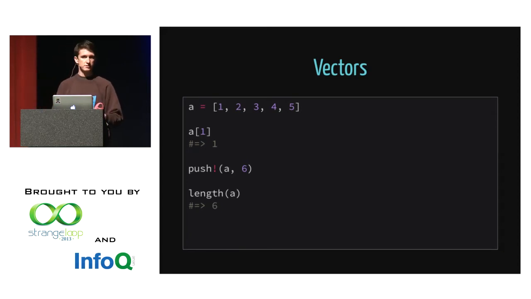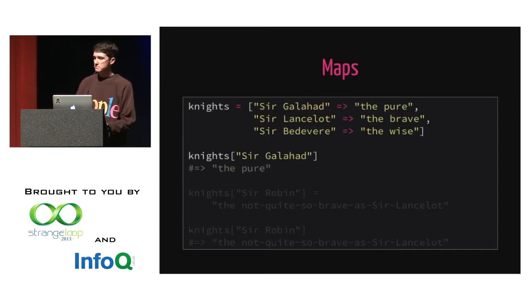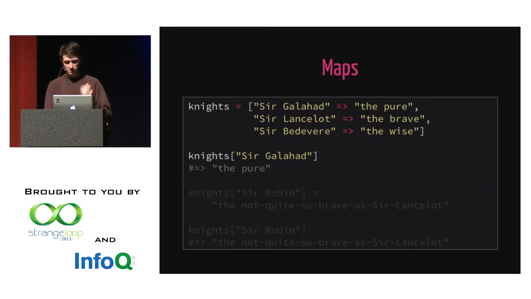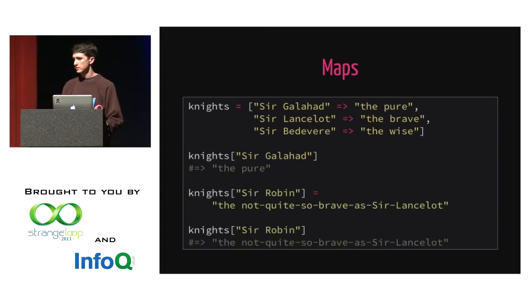So these are just arrays or lists like you'd see in any regular kind of imperative language. Julia also supports maps, which it calls dicts. And you can create them as you might expect. You can add new elements to it as you might expect. So this is pretty standard.